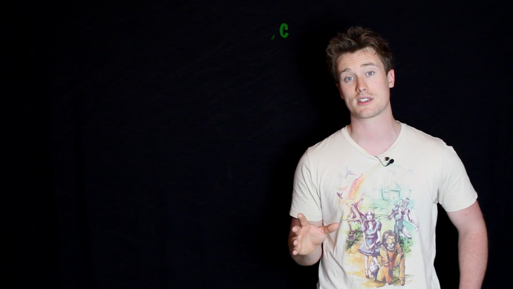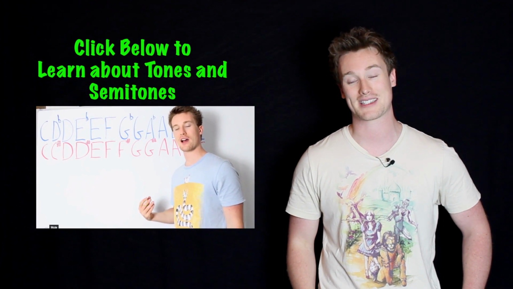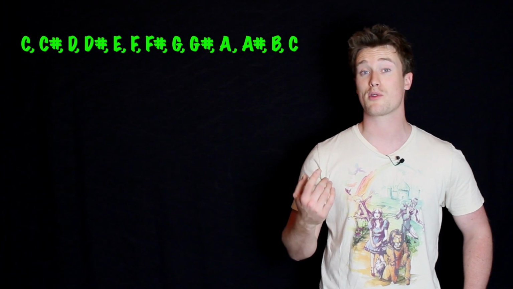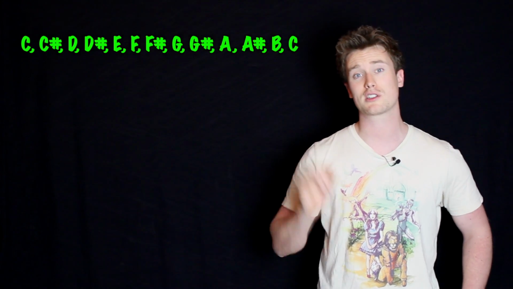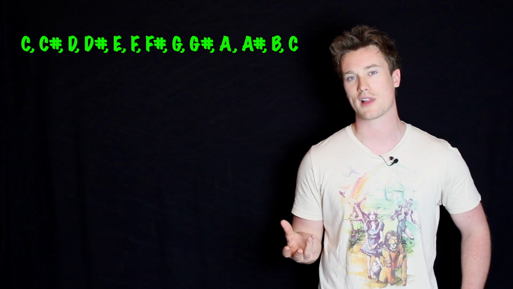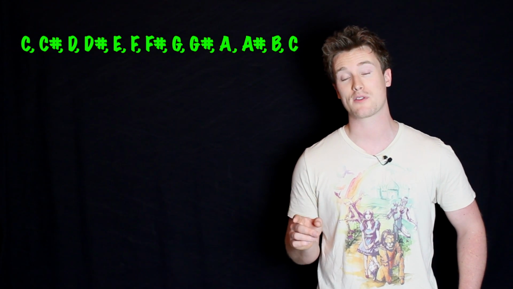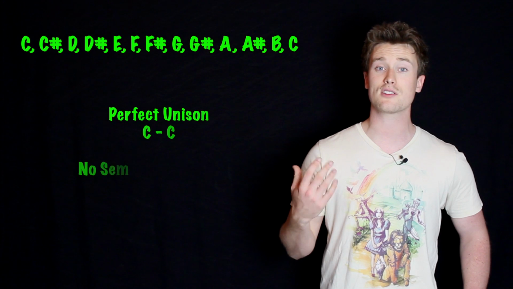Now if you don't understand tones and semitones, check out this other video because that will really help you understand this video, okay? So you've written up all the semitones from C, an octave higher up to C, okay? We've chosen sharps in this example, but you could use flats, that's fine. You just have to remember there's no sharps or flats between E and F or between B and C. Now let's have a look at our first one.